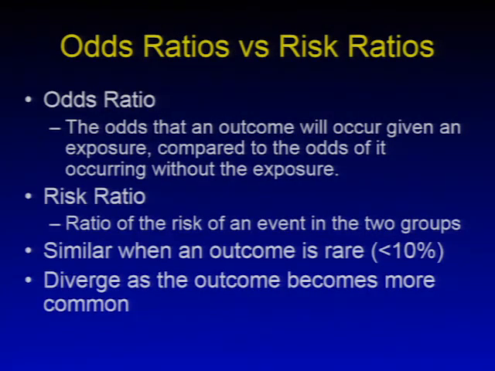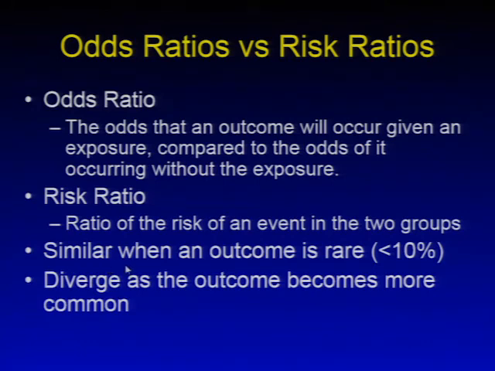They're similar, but they're not identical. The odds ratio really talks about the odds that an outcome will occur given an exposure when you compare it to people who did not have that exposure. Where the risk ratio is what we use when we're talking about an event in the two groups, in both of the two groups, I guess I should say.